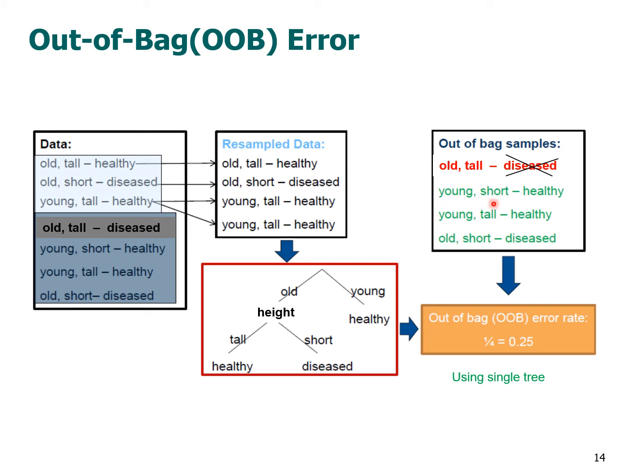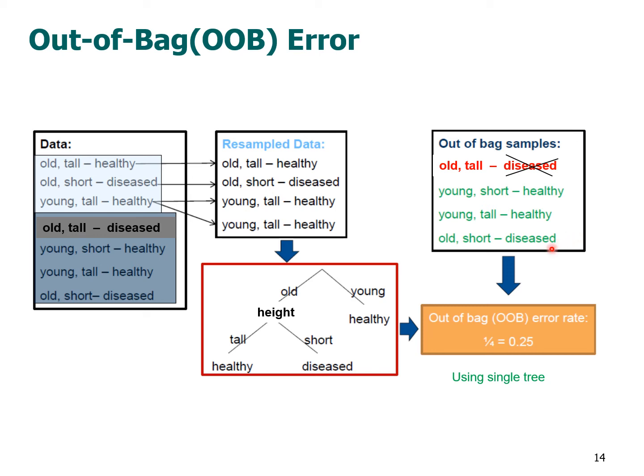For this one, young, short, young, healthy, the prediction is healthy. It's the same as the true value. Young, tall, young, the prediction is healthy, and the answer is healthy. And old, short, the prediction is disease, and the answer is disease. So for these 3, these are not errors, and for this one, this is an error, right? So the error of this out-of-bag data is 1 out of 4, which is 0.25. This is the OOB error of these out-of-bag samples.